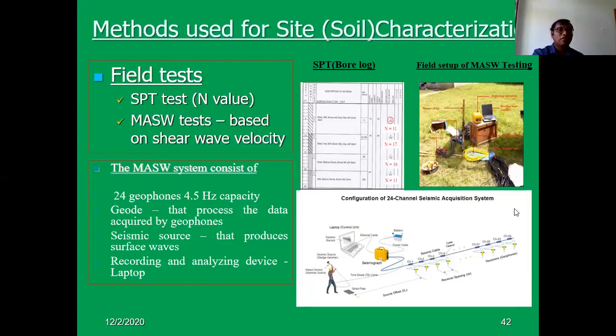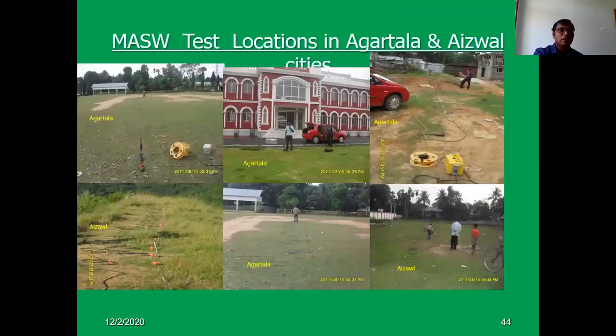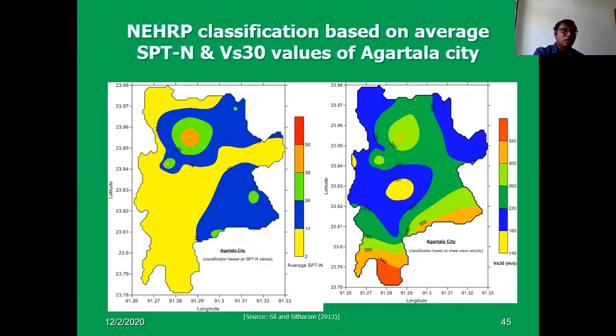This is a very powerful and efficient technique, and you can take this kind of survey over a wider area. It is widely and popularly used for microzonation studies. We have used this study in this area. These are some of the sites where we conducted this kind of experiment, in Agartala as well as Aizawl cities in 2012.